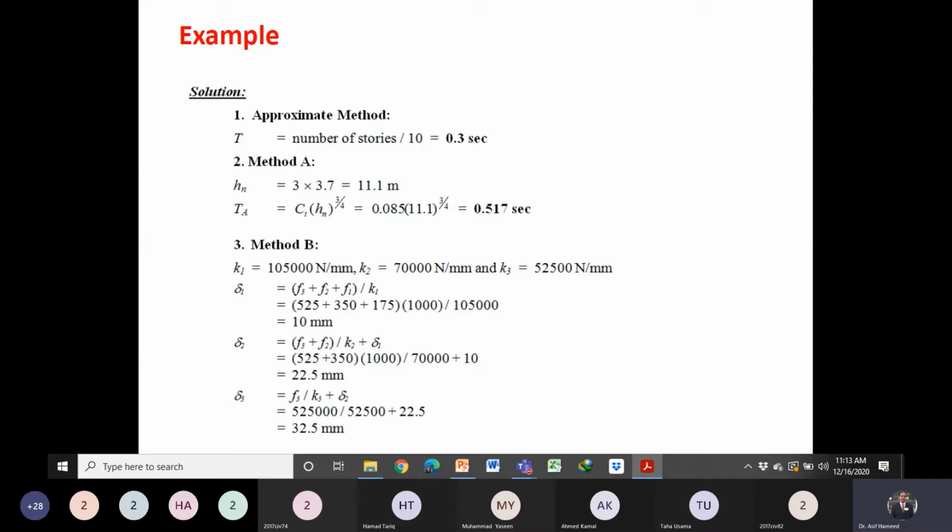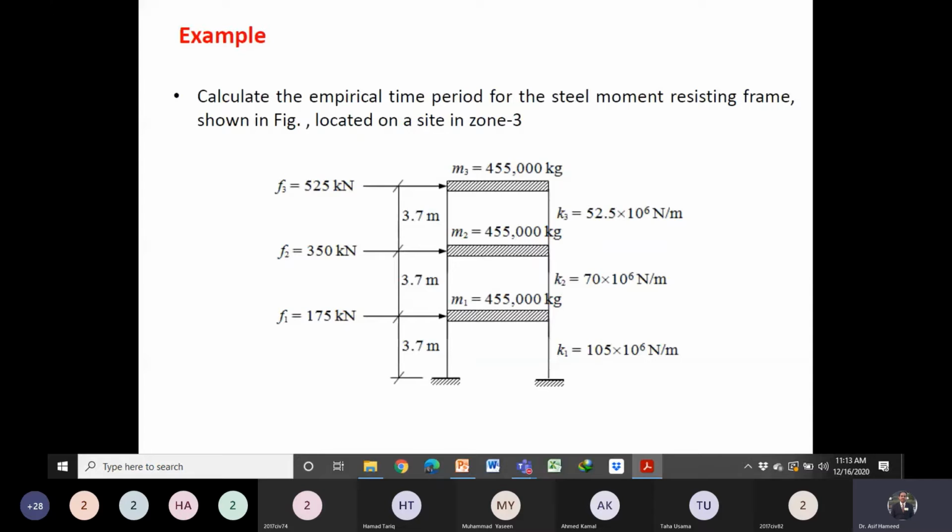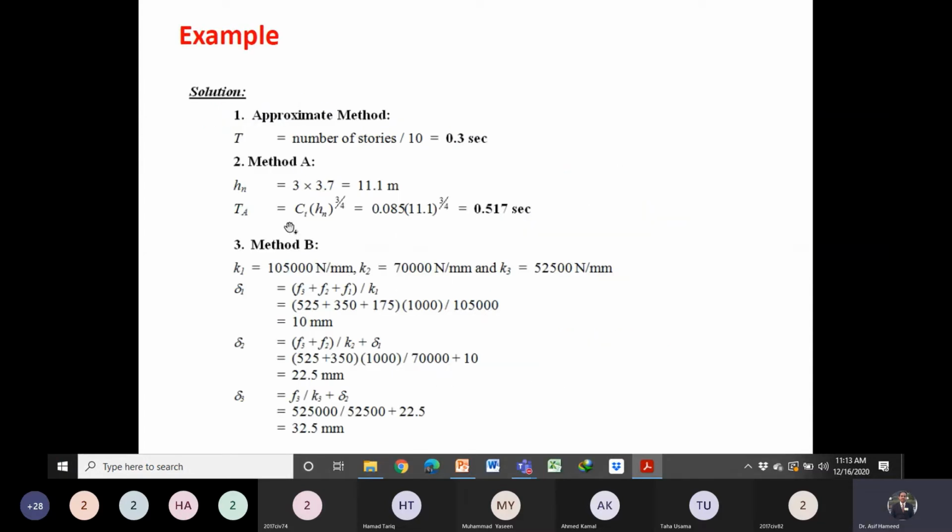Then by using method A, we have to calculate the total height. The story height is 3.7 meter. So total height is 3.7 multiplied by 3. This is the total height, and then we can multiply with the coefficient. This is the steel moment resisting frame, so this multiplying factor is 0.085. So by using method A, the time period is 0.17 second.